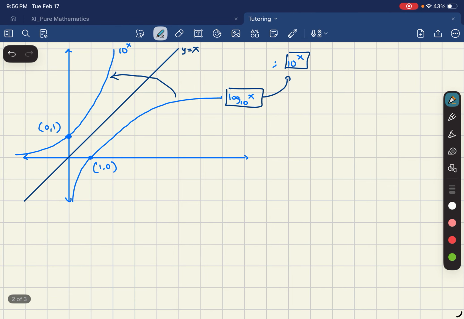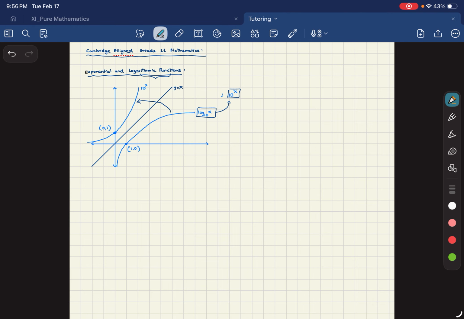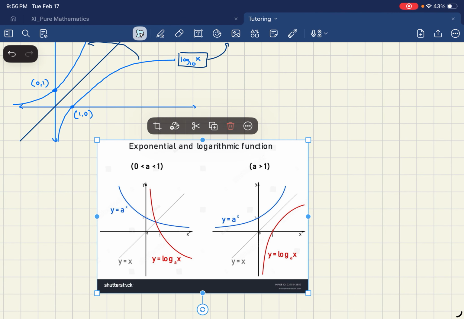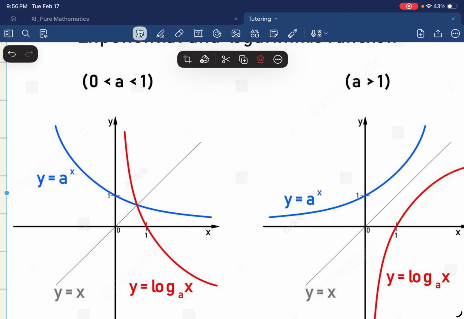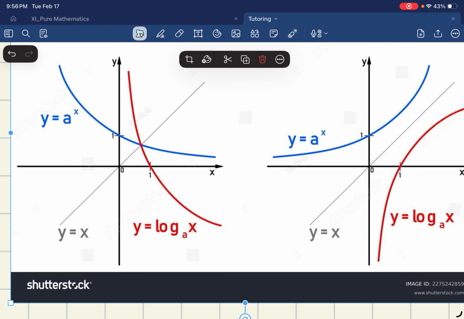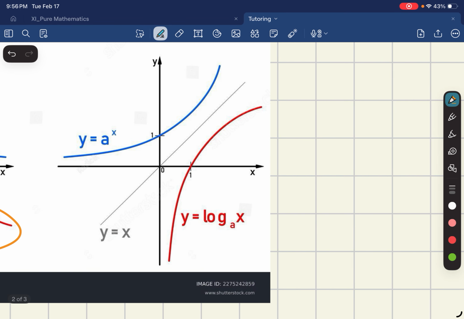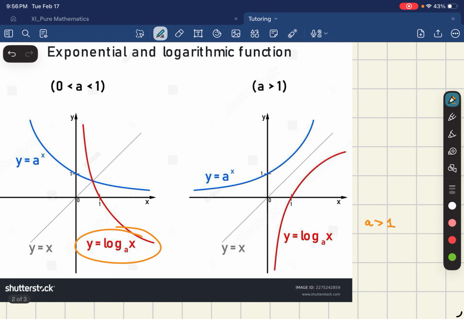So this is how the graph looks like. However, let me just show it to you here. If a is less than 1 but greater than 0, then your log graph looks something like this. So it's not going to look the same as in the case where a is greater than 1, because your exponential function is different. So when you reflect it over the line y is equal to x, the graph is going to look different.